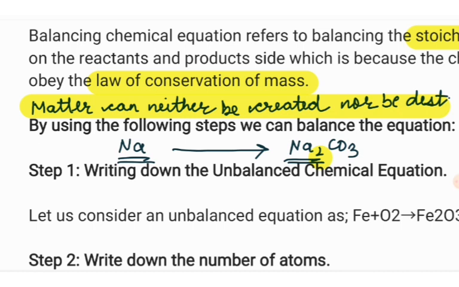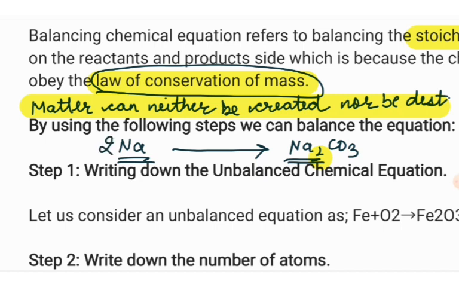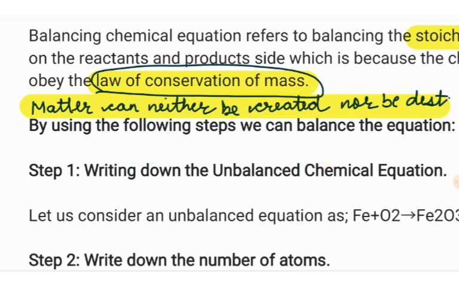Why should they be equal? Because they are following the law of conservation of mass. So according to this we should put here also 2. In this way we can balance the equation. Similarly for carbonate, if we write the full thing here, then we should balance the carbonate also. So this must be done. So now we should see the steps of how we can balance the given equation.